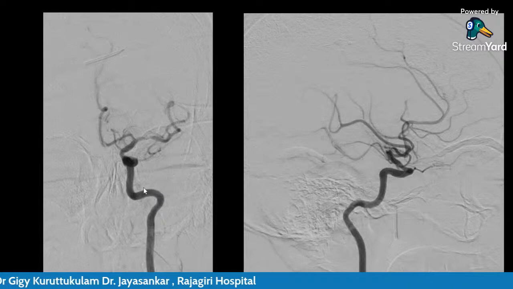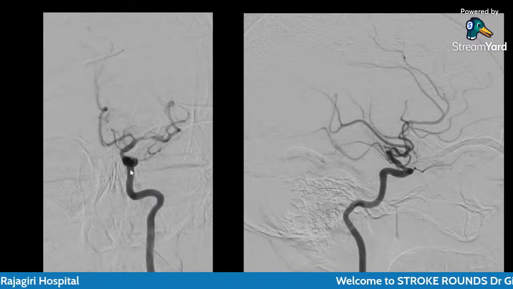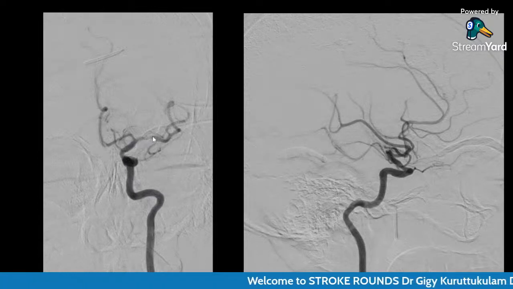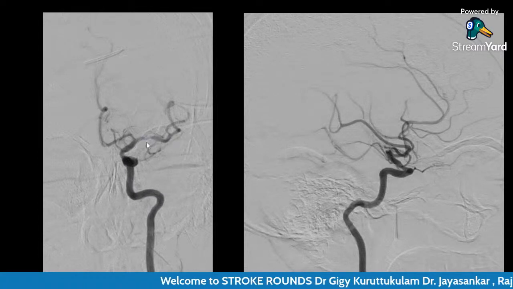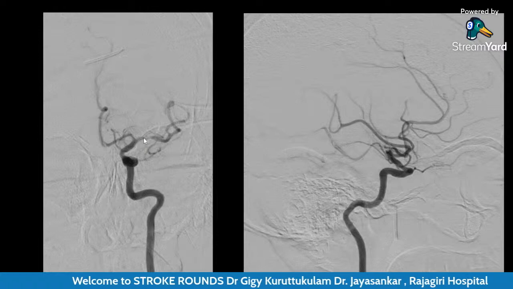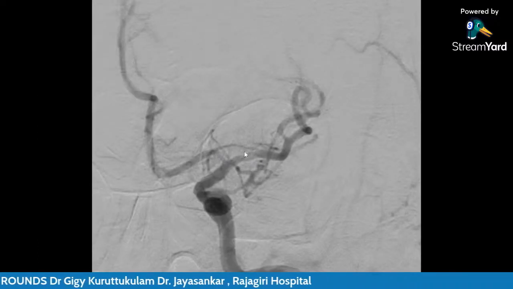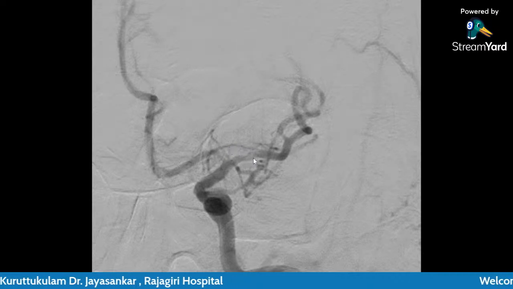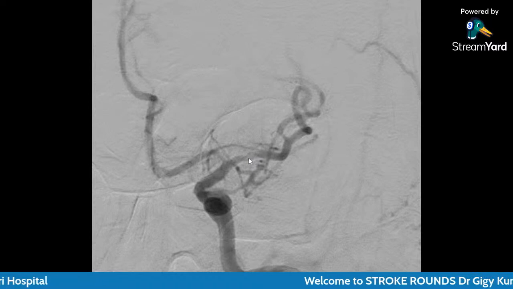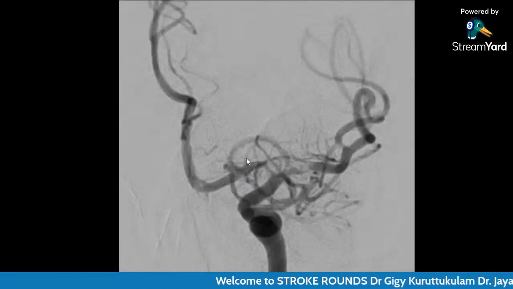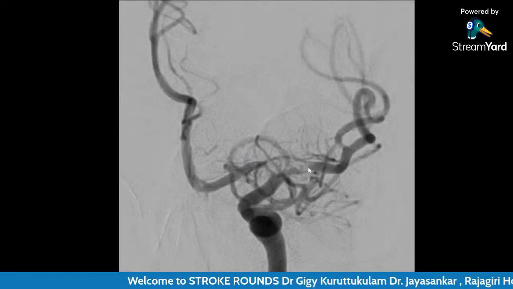This is the left internal carotid angiogram showing the cervical carotid, petrous carotid, and the distal ophthalmic segment. Here you see there is some abnormality, so that has to be studied in detail. What do you see here? Yeah, the diameter is not that much reduced, but there is translucency, like the opacification is less on that particular segment. Here you can see it very well.